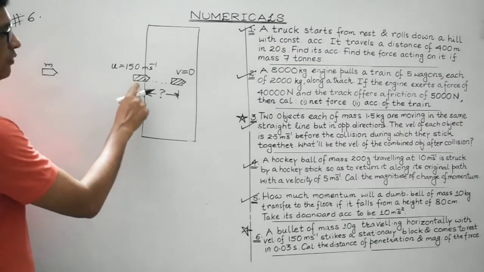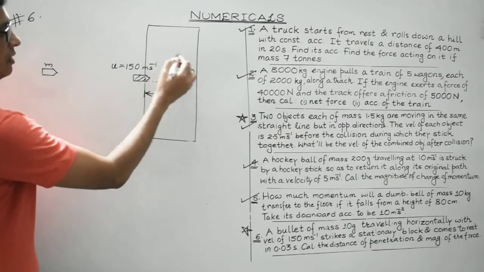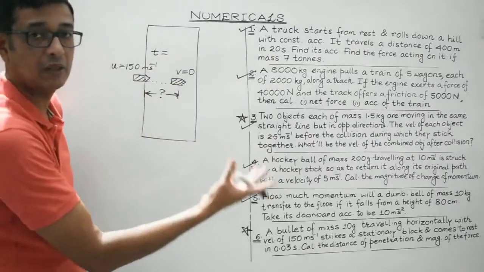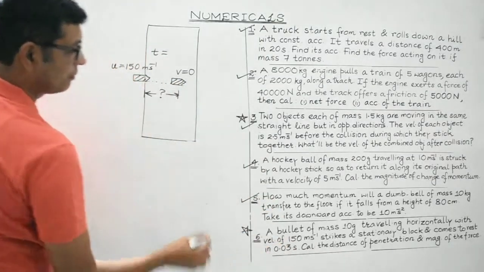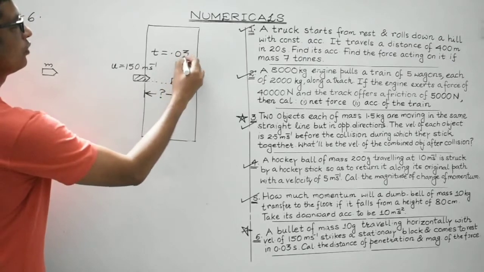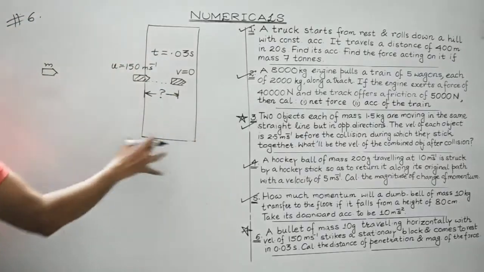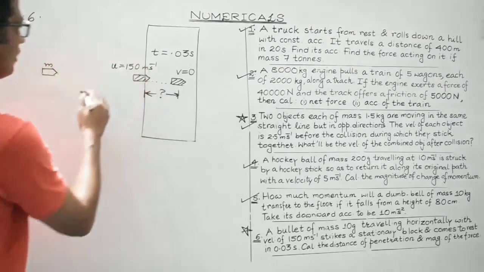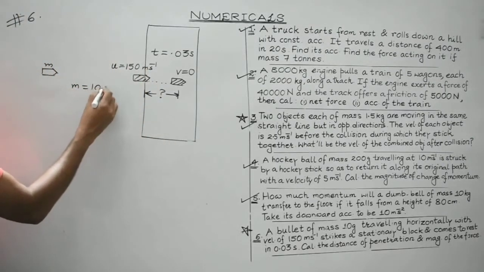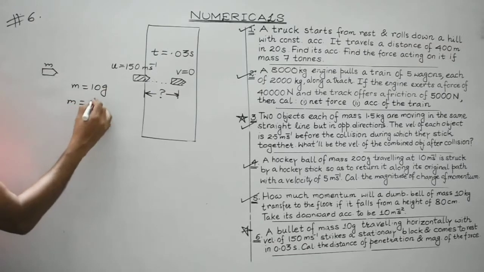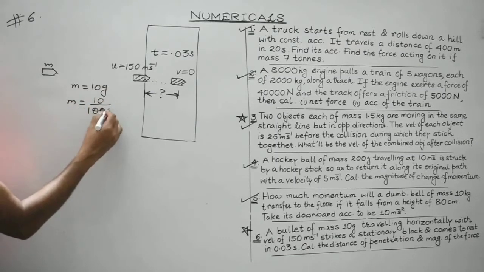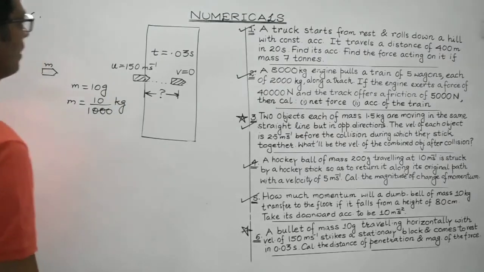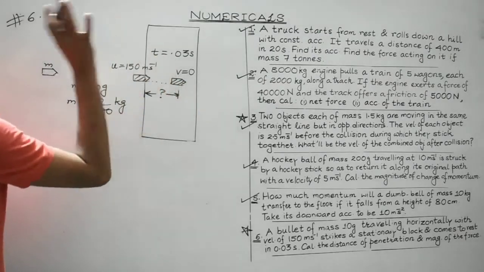So initial velocity is 150 meter per second and V, the final velocity, is 0. And during what time does its final velocity become 0? That is 0.03 seconds. So these are the given information. The mass of the bullet is also given. It's given to be 10 gram. Don't forget to convert it to SI. So it will be 10 divided by 1000 kg. Right, students? Okay. U is given, V is given, T is given.